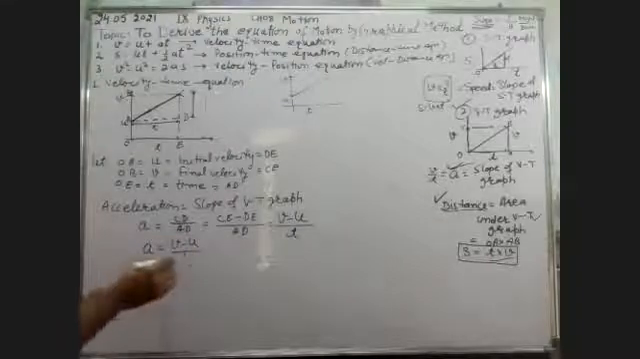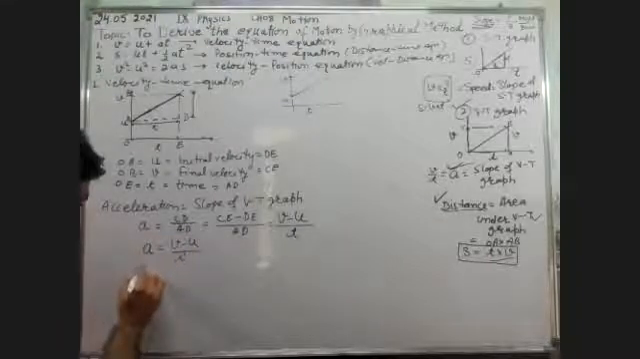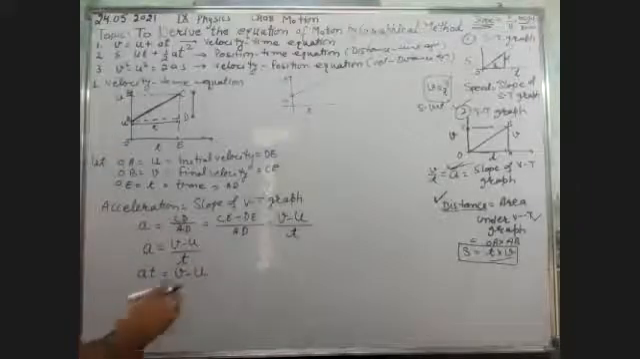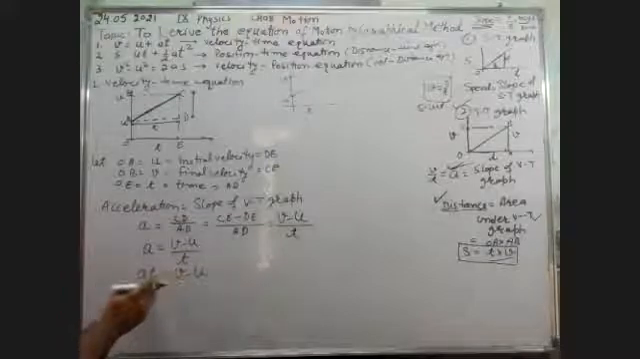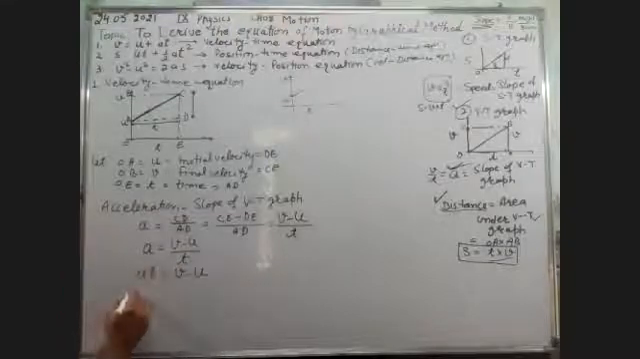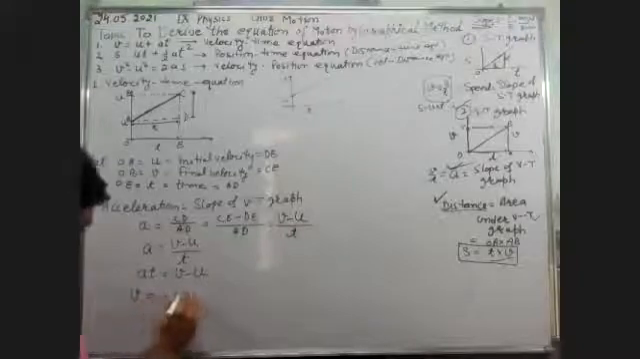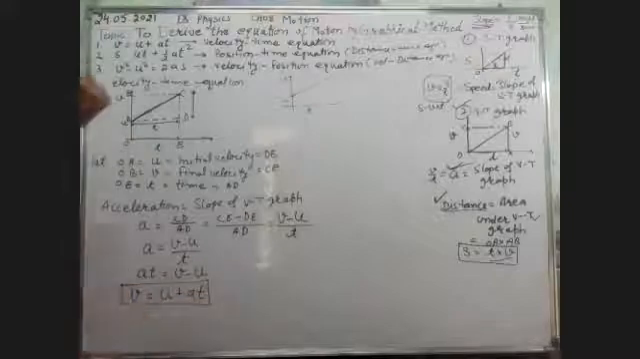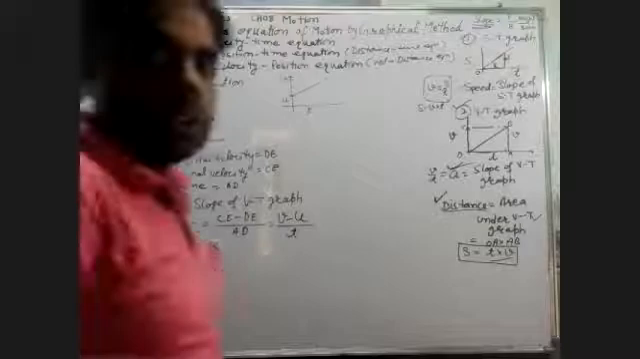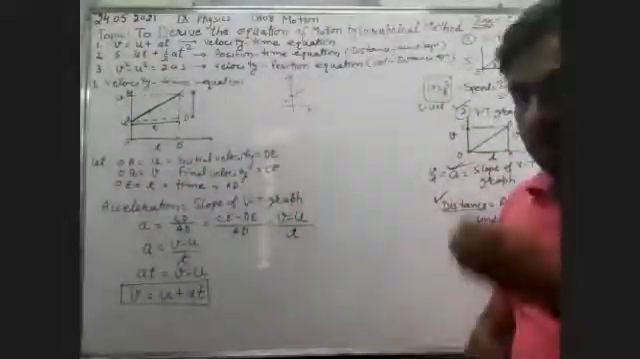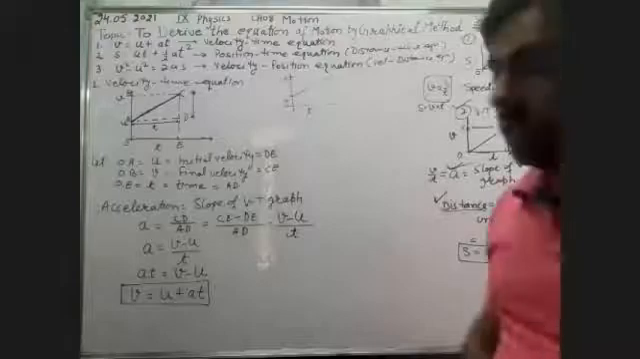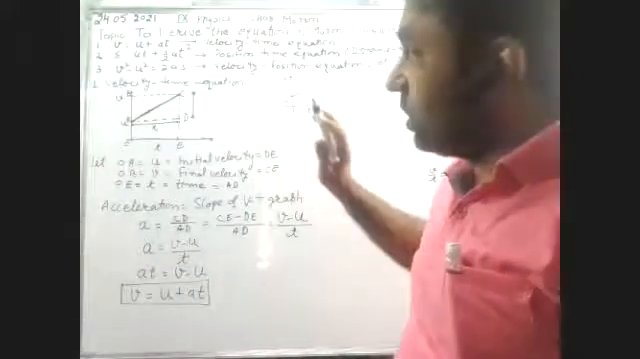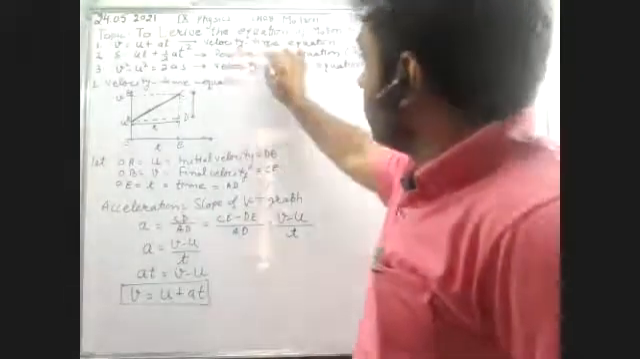Just doing cross multiplication, AT is equal to V minus U. Put this U from the right hand side to the left hand side. So what will be the formula? V is equal to U plus AT. This is our required equation of motion, the first equation of motion. So students, what we have done is we are using the velocity time graph to calculate the velocity time equation.